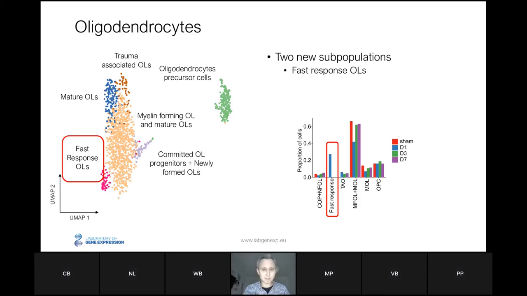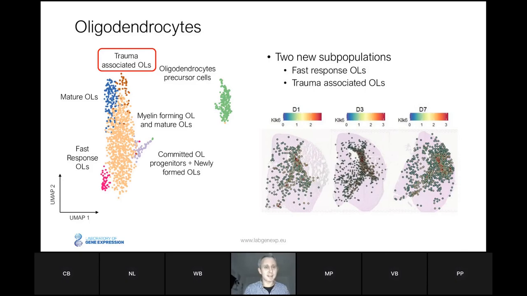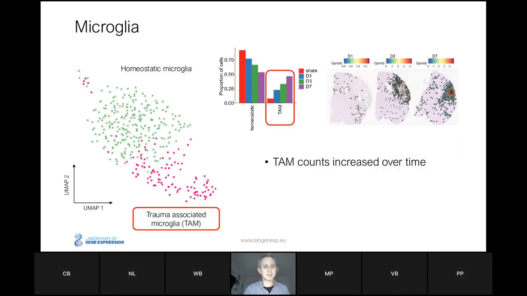So for oligodendrocytes, we were quite surprised. We got two new subpopulations which are not described in the literature. We will follow up on this as well. Again, here is an example of their spatial localization.